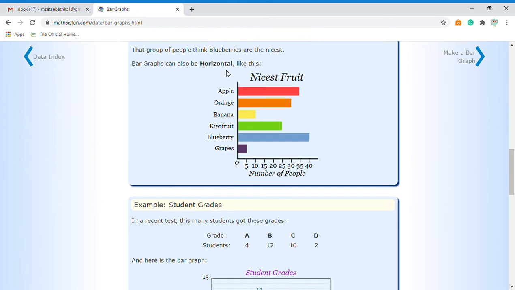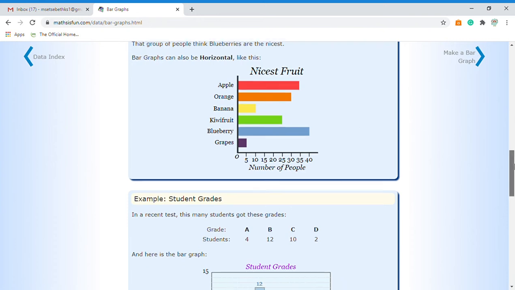Bar graphs can also be horizontal. That's true. It doesn't always mean that the bars are going to run from up to down or down to up. They can also run this way, which means you put your numbers at the bottom and the words at the side, but it still shows exactly the same information. It has just been tilted, basically.